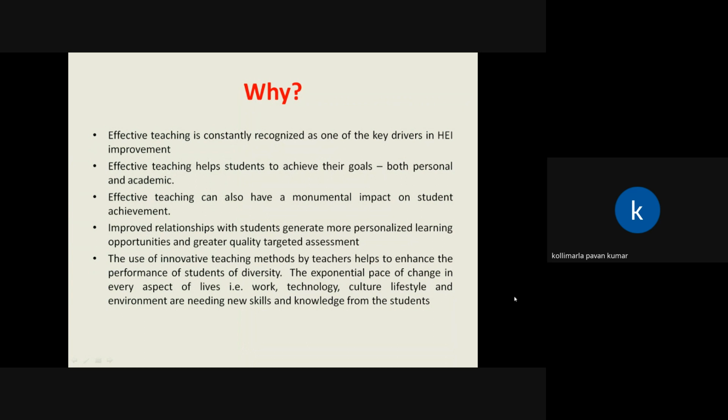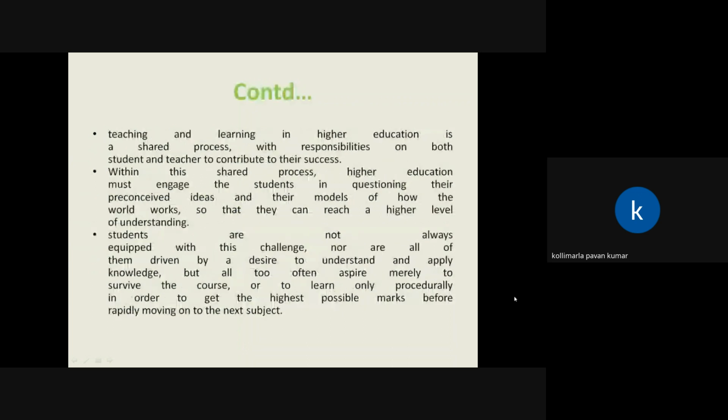Now, the use of innovative teaching methods helps not only the communication skills of the teacher, but also improves the learning skills, and it also helps the teacher to learn beyond their curriculum. Therefore this is helpful. Effective teaching is helpful for both the teachers as well as the students.